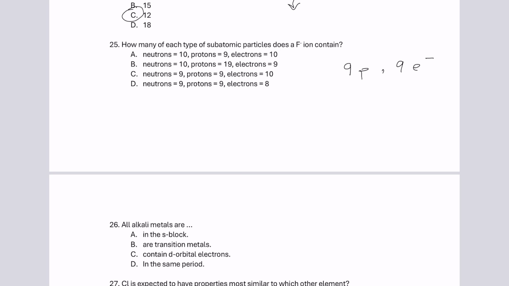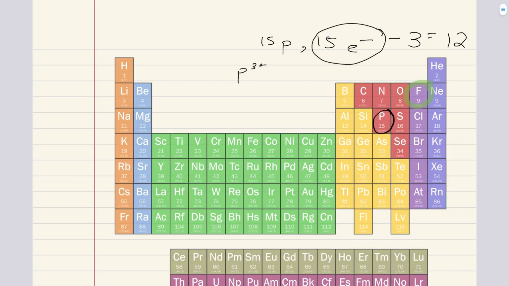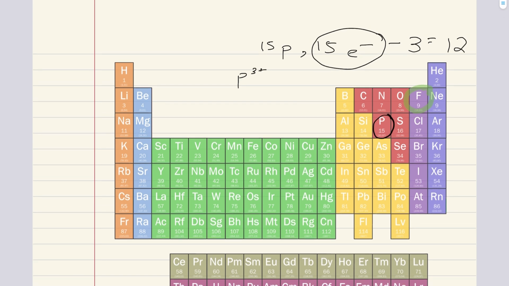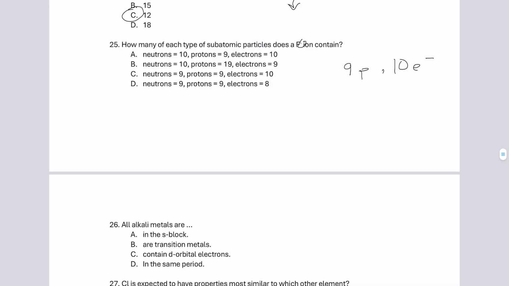However, this is a fluoride ion. It's fluorine with a -1 charge, so fluorine has gained an electron. And that means that it has 10 electrons instead. The number of protons, however, doesn't change. Now, the last thing we need to determine is how many neutrons F-1 has. This requires us to go back to our periodic table and get the mass number. The mass number for fluorine is approximately 19.